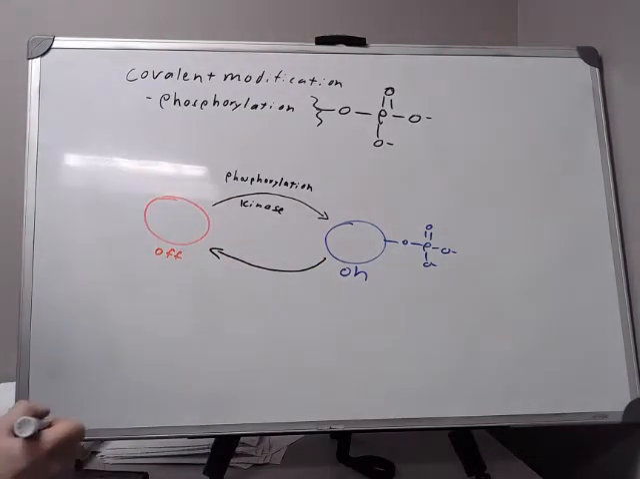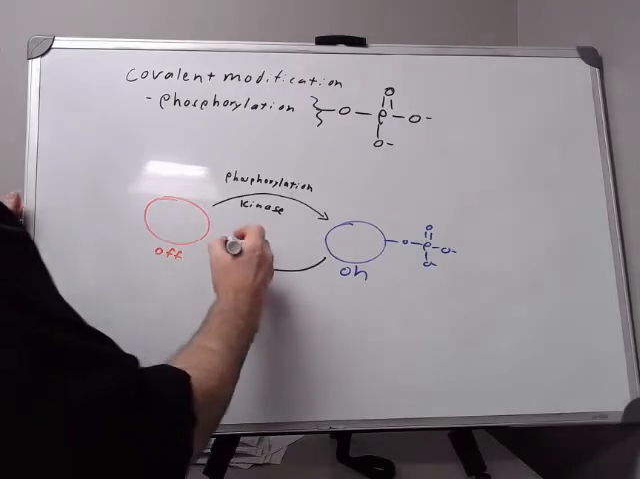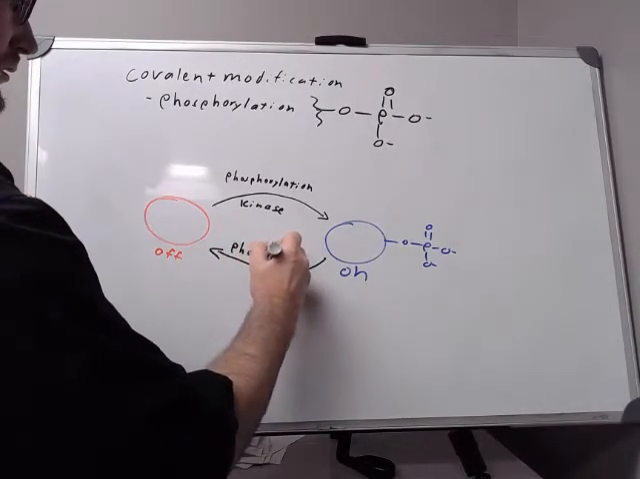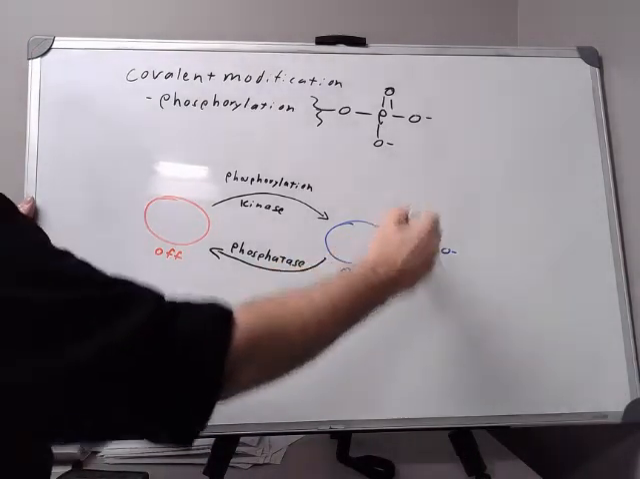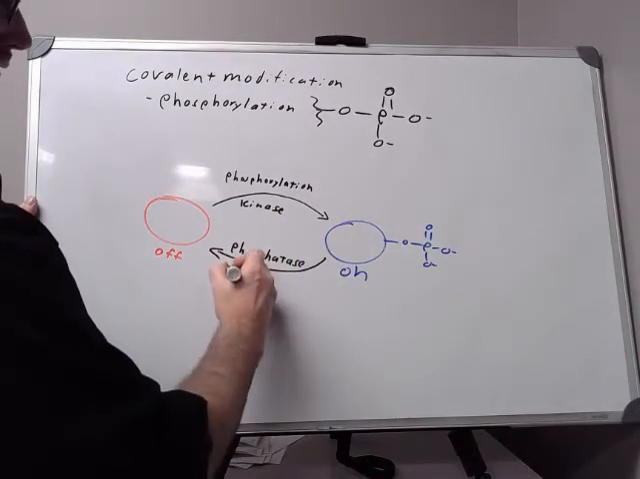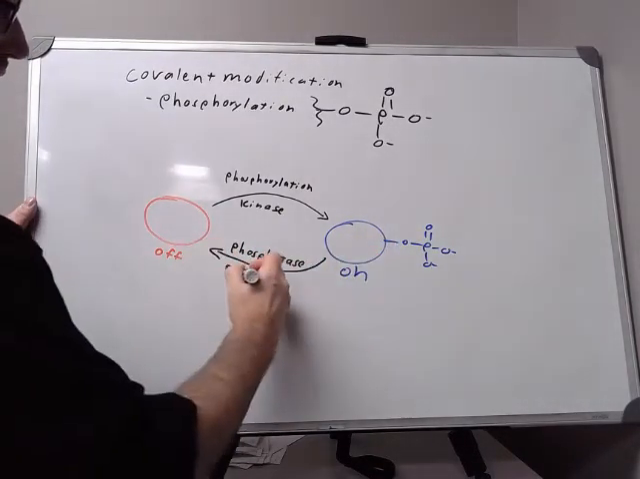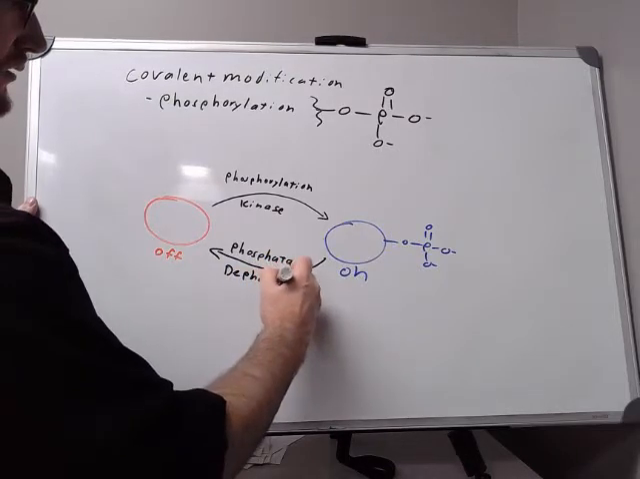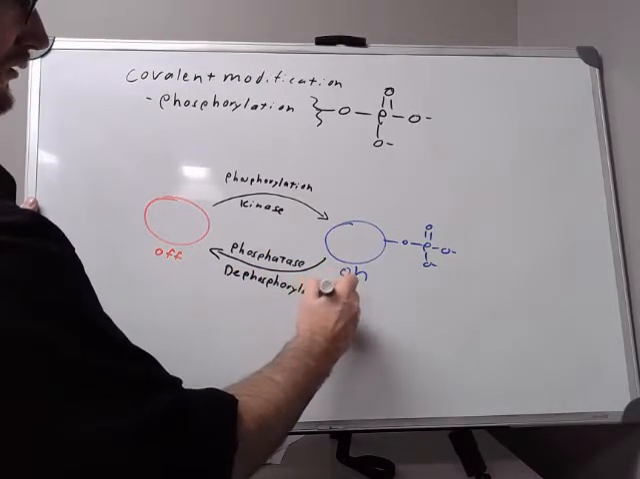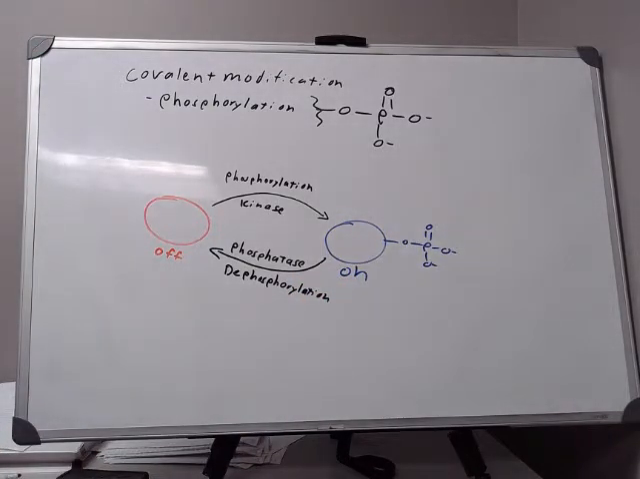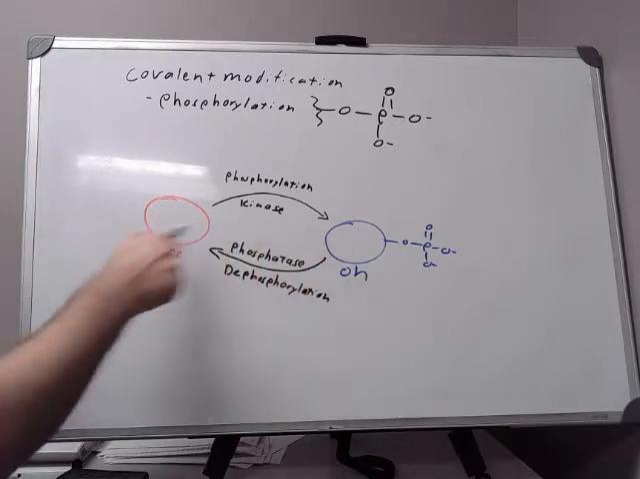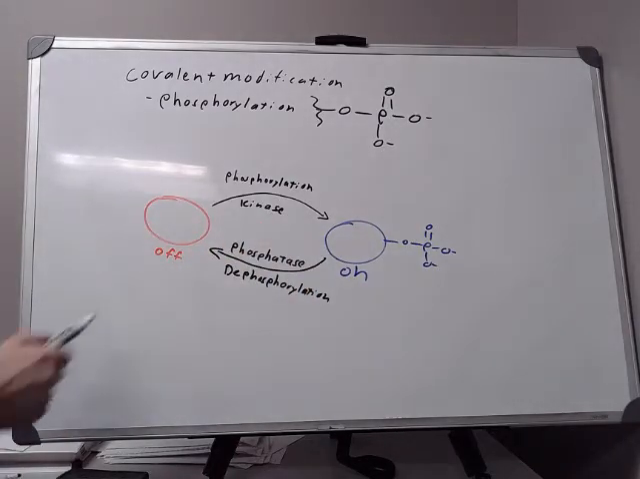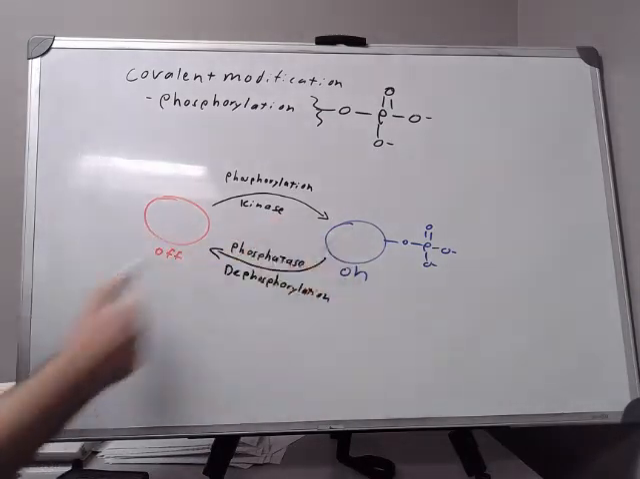And a second enzyme called a phosphatase can come along and bind to blue and cut off the phosphate to convert it back to red. So that would be dephosphorylation. And so using kinases and phosphatases, we can control the phosphorylation state of these enzymes and therefore control whether the enzymes are turned off or on or vice versa.